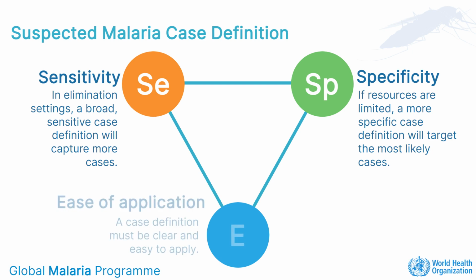Finally, a suspected case definition must be clear and easy to apply for those using it. For instance, if a suspected case definition includes a long list of potential signs and symptoms, it is not likely to be used very often. In the end, sensitivity, specificity, and ease of application must be balanced when developing a definition of suspected malaria.